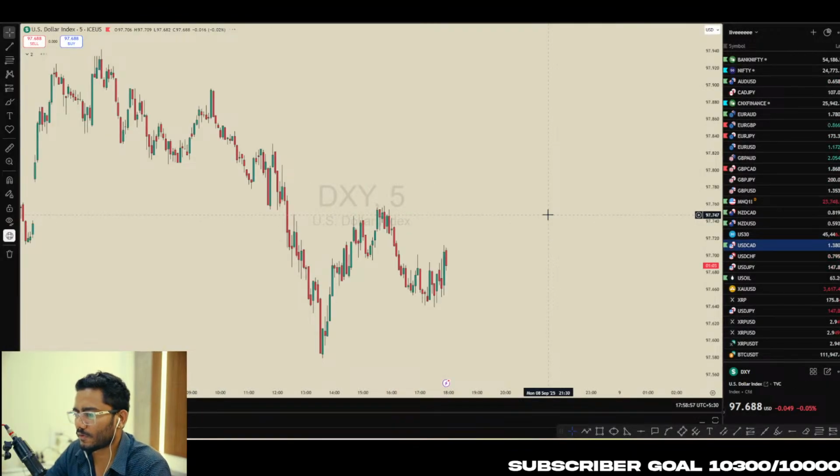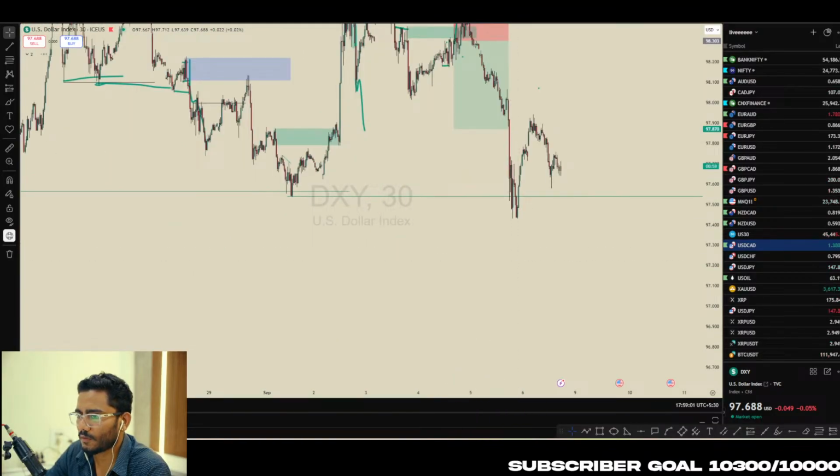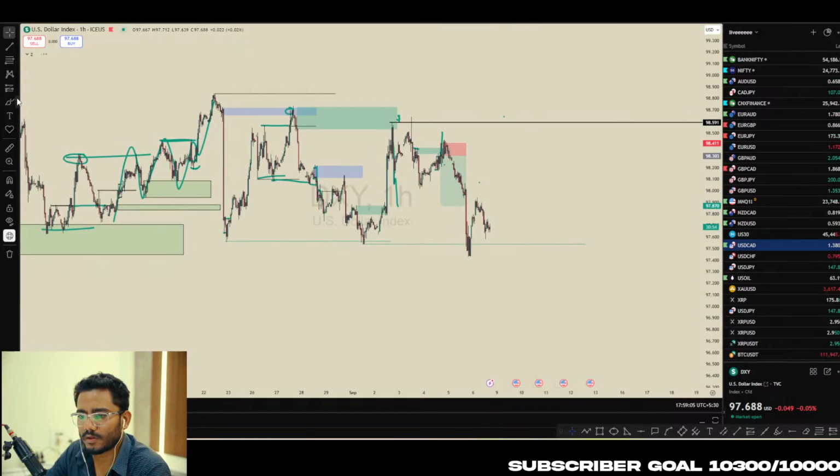Let's look at DXY, what DXY is doing. This is the third time we can see price broke the structure to the downside. Even if this is a candle body, it's still reacting from this area. It's sweeping the lows again, going to the upside. Here also we can see price has tapped this area. It should continue to the downside.